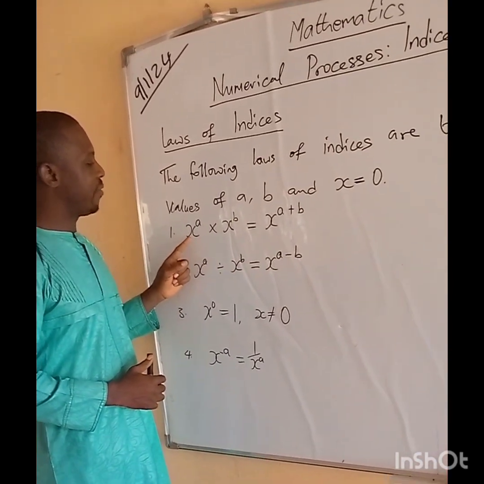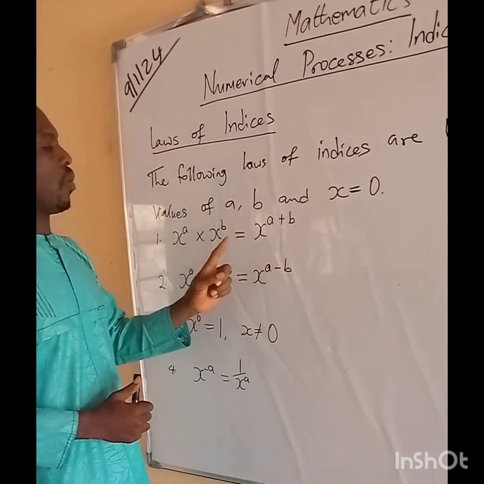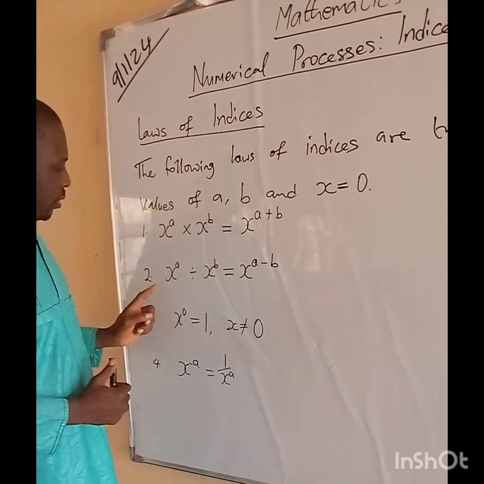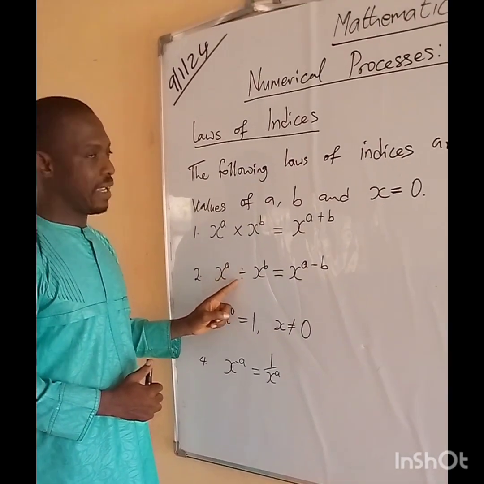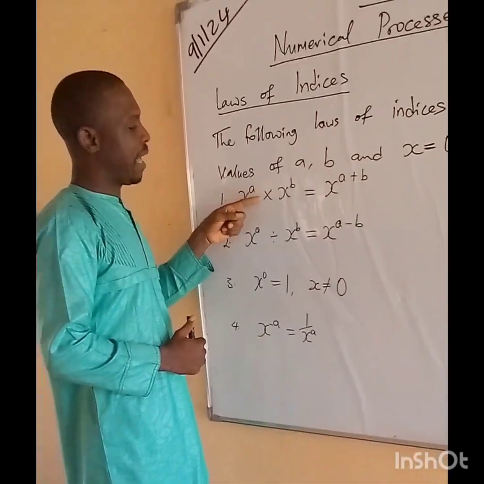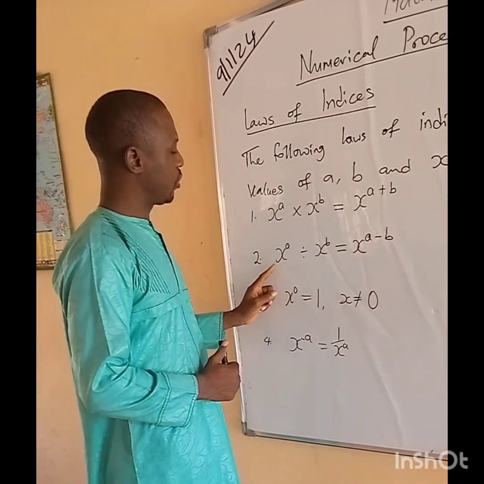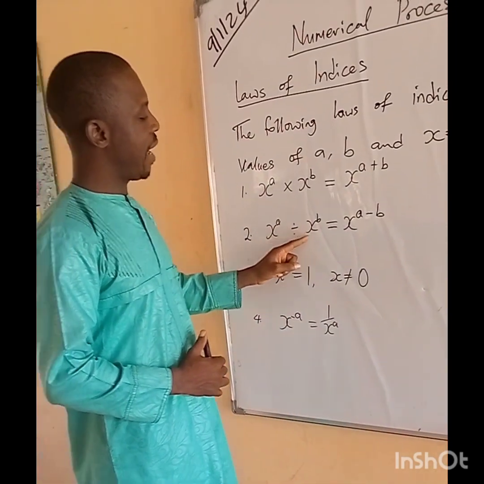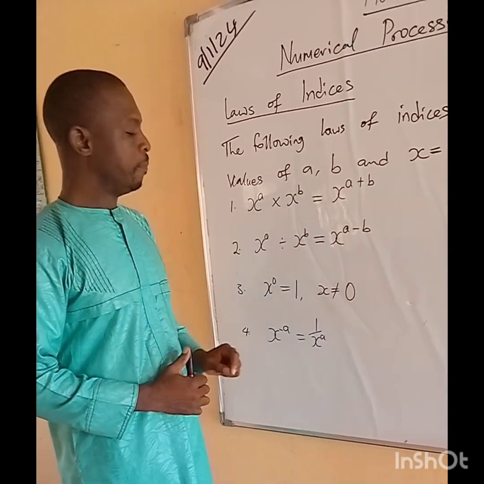So number one, we have x raised to power a times x raised to power b, which is equal to x raised to power a plus b. Number two, the second law says if you are dividing, you subtract their powers. So if you are multiplying, you add their powers. If you are dividing, you subtract their powers. So the second law is x raised to power a divided by x raised to power b, which is equal to x raised to power a minus b.